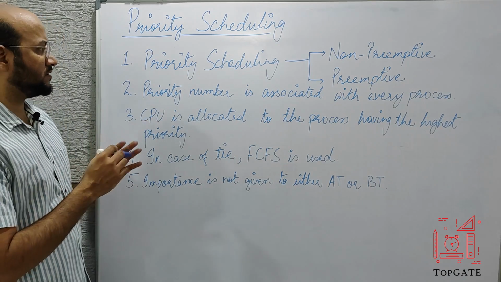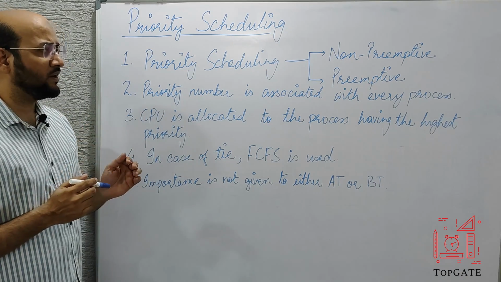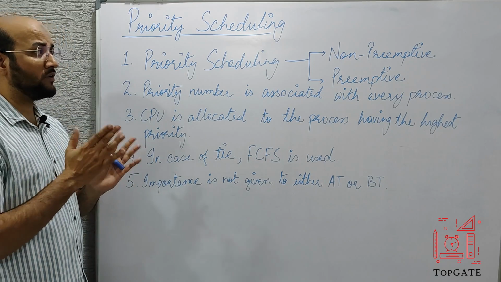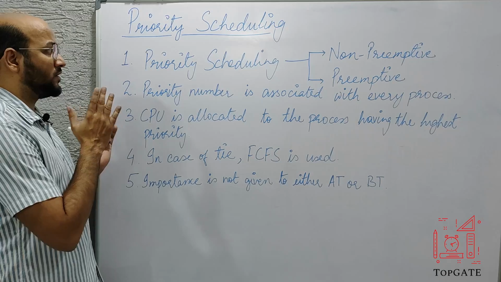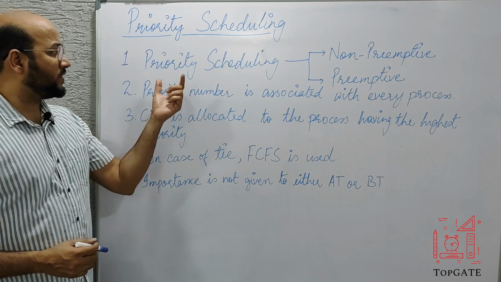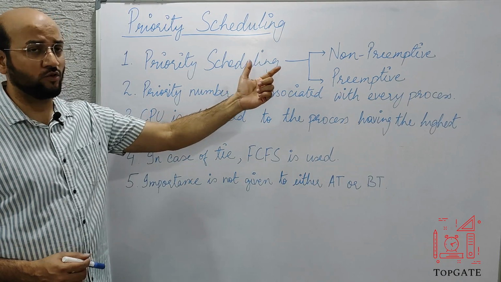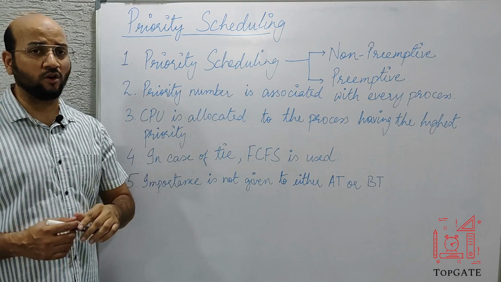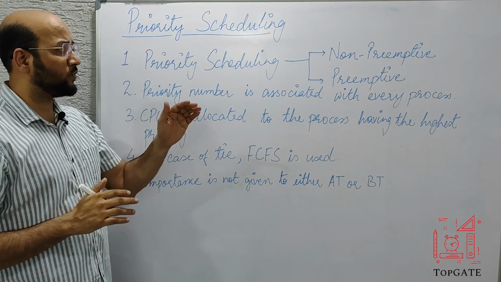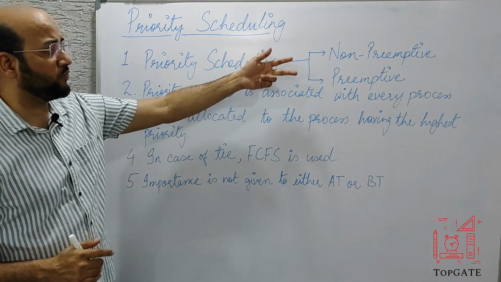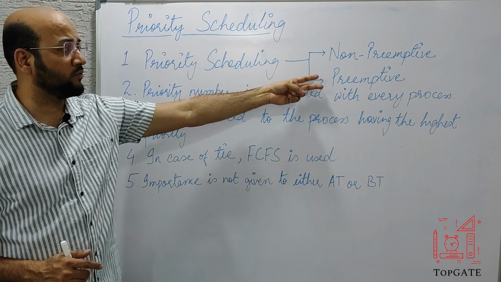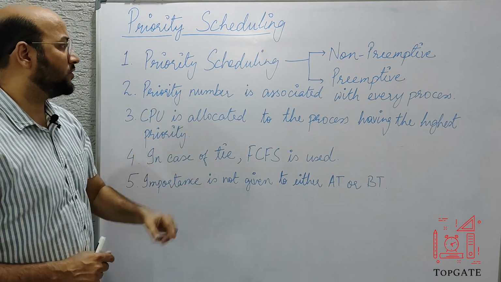So let's discuss this algorithm with the help of these few points, and then I'll give you an example, and with the help of the example I'll tell you how we solve the problems associated with the priority scheduling algorithm. Clear? So the first point says that the priority scheduling algorithm has two variants. Like we have already studied the SJF algorithm. SJF algorithm has two variants, one is preemptive and one is non-preemptive. Likewise in priority scheduling also we have two variants, that is, it can be solved with the non-preemptive approach as well as with the preemptive approach. Clear? So that is the first point.